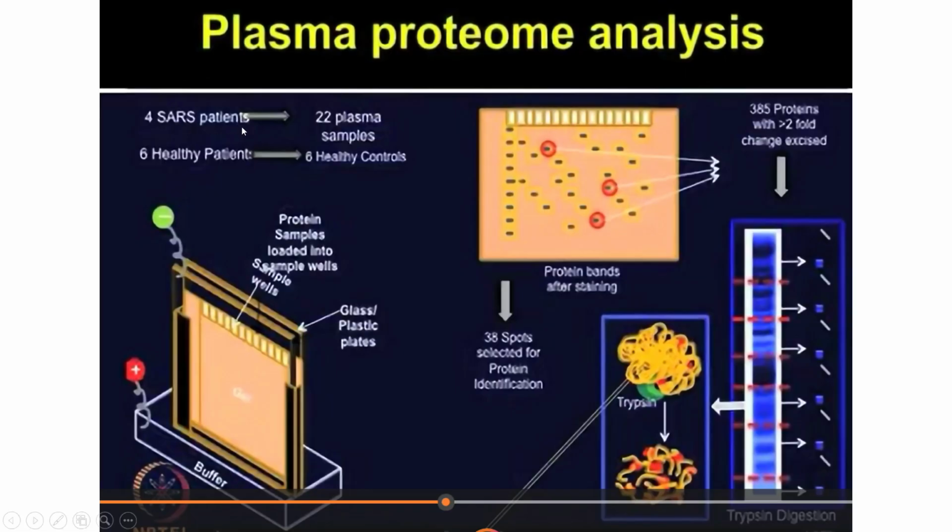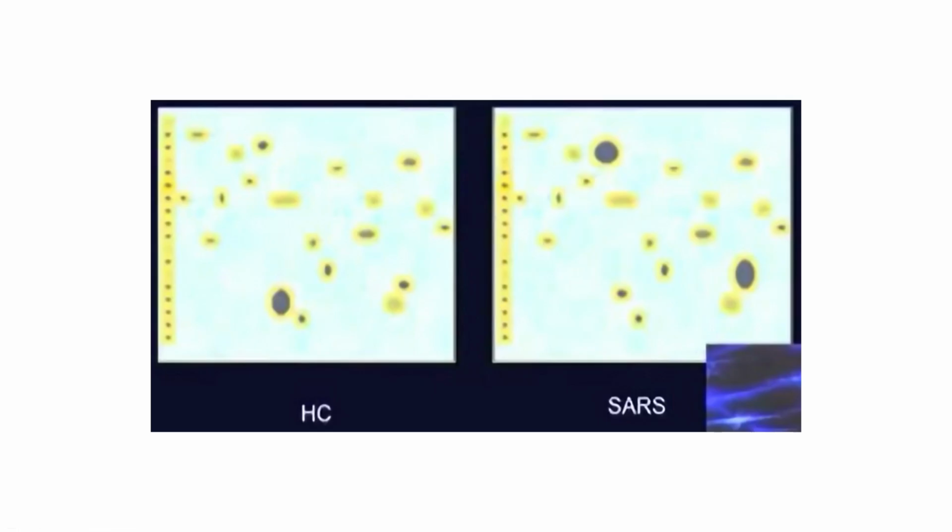So, four SARS patients were taken, 22 plasma samples were collected, and six healthy controls. We tried to compare the diseased samples with the healthy controls, and they tried to find which proteins were upregulated or downregulated, and which might be responsible for this disease. They found that in healthy control, one specific protein was highly upregulated, whereas in disease it was downregulated. Whereas these two proteins were downregulated in healthy control but were upregulated in the SARS condition.